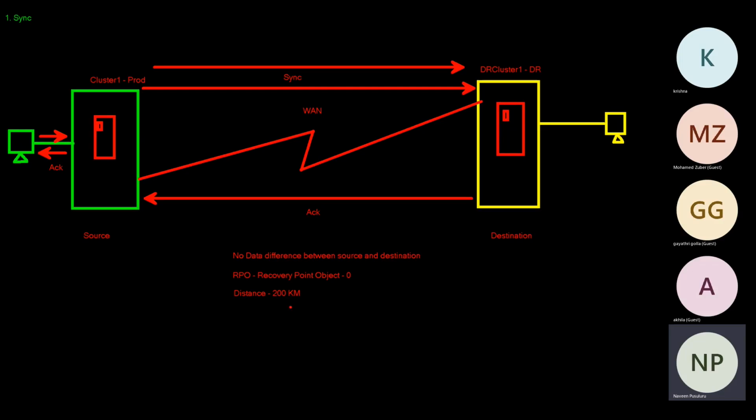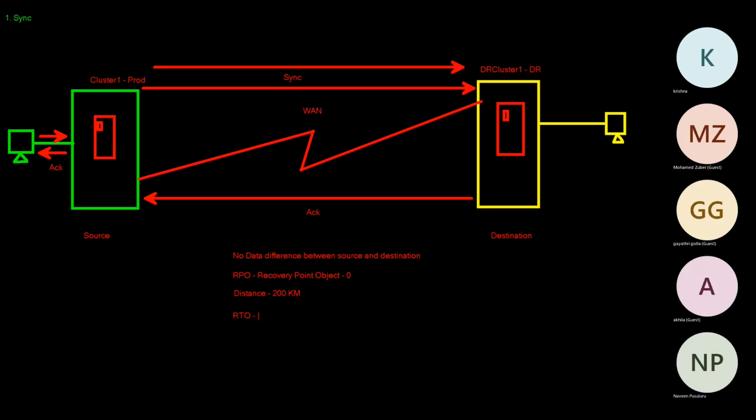So that is the reason, whenever you want to implement synchronous replication, it is recommended to have a distance between source and destination of 200 kilometers maximum or less. Then only can you implement synchronous replication, or else it is not recommended. Is it clear? Clear. Cool.